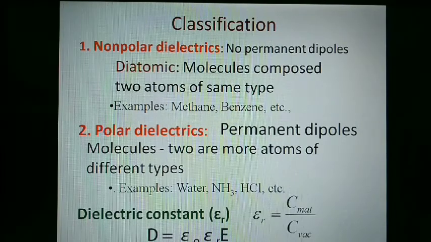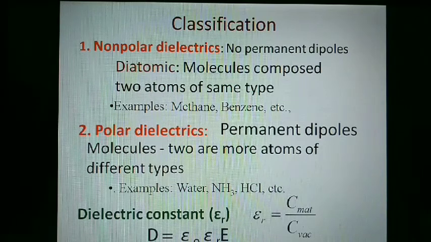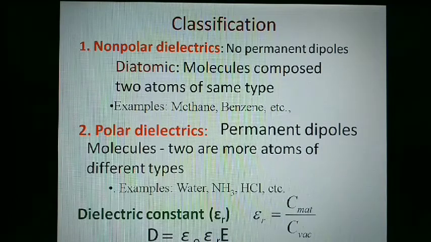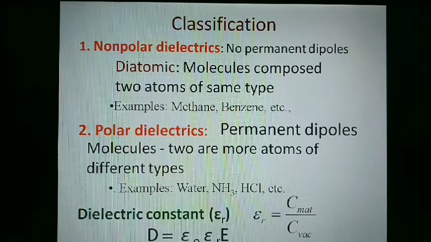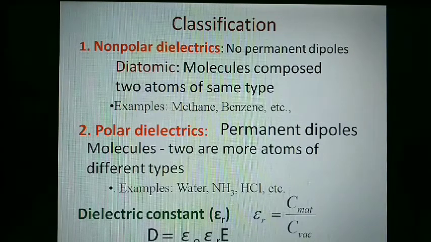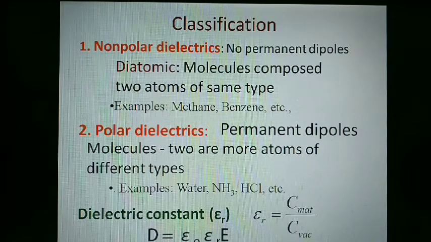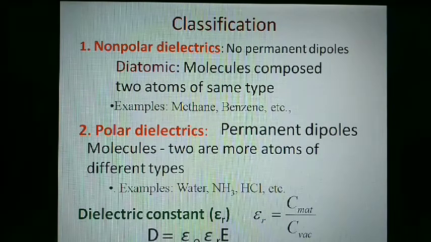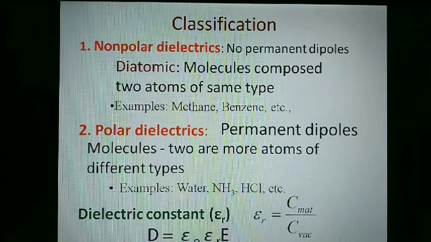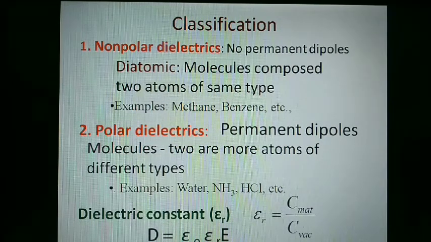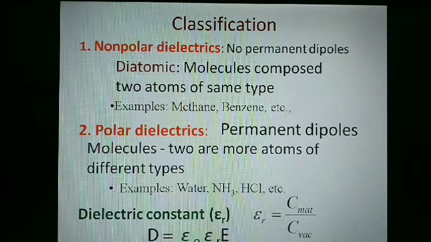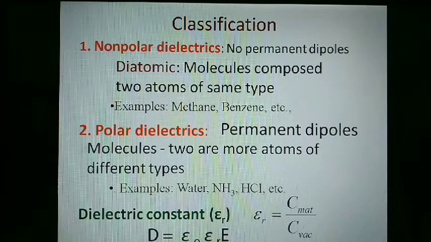Epsilon naught is a constant. It is not affected by any other physical parameters because it is a constant. So C vacuum has the value epsilon r equal to 1, whereas C with material will have epsilon r greater than 1. Therefore, if any material has epsilon r higher, about let us say 80, 100 or 200, 300, the capacitance of the capacitor will be higher.